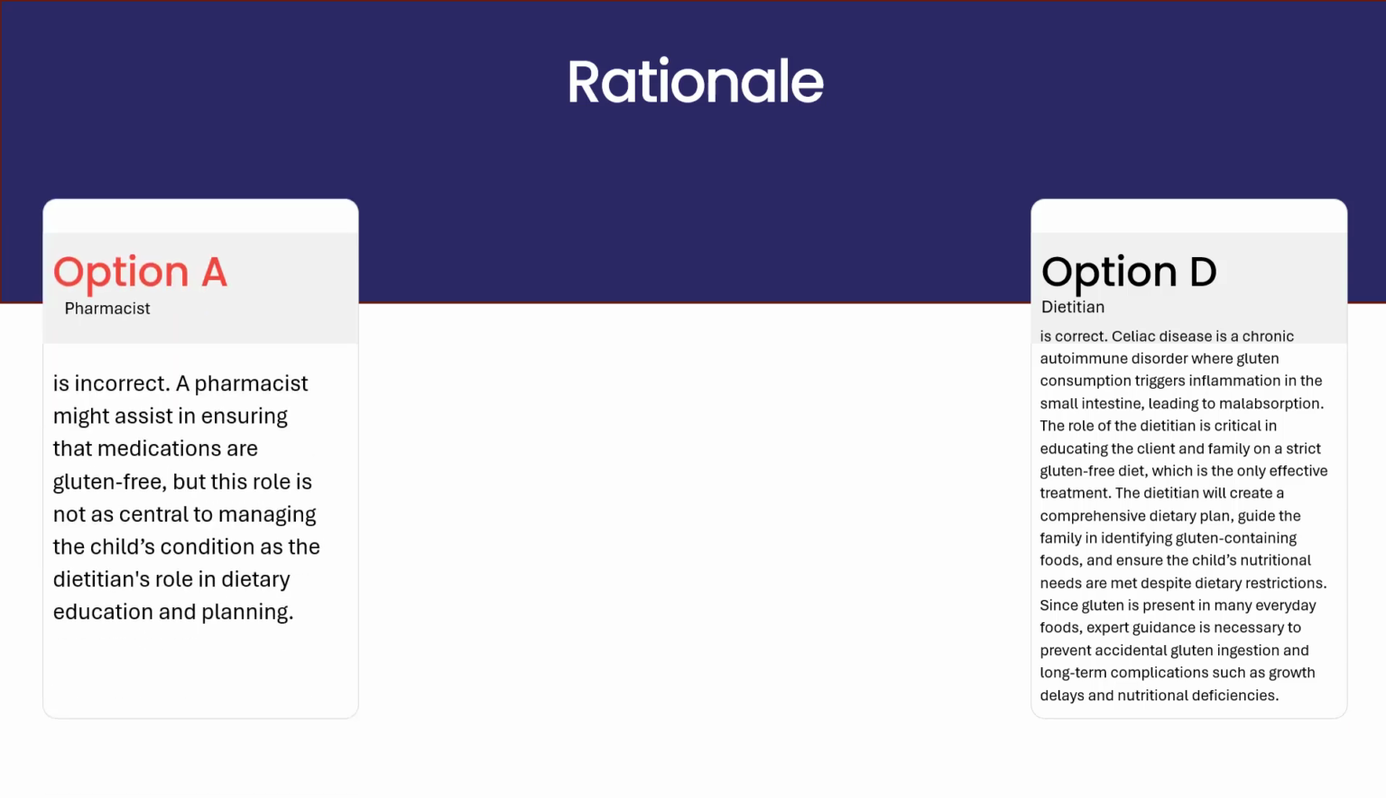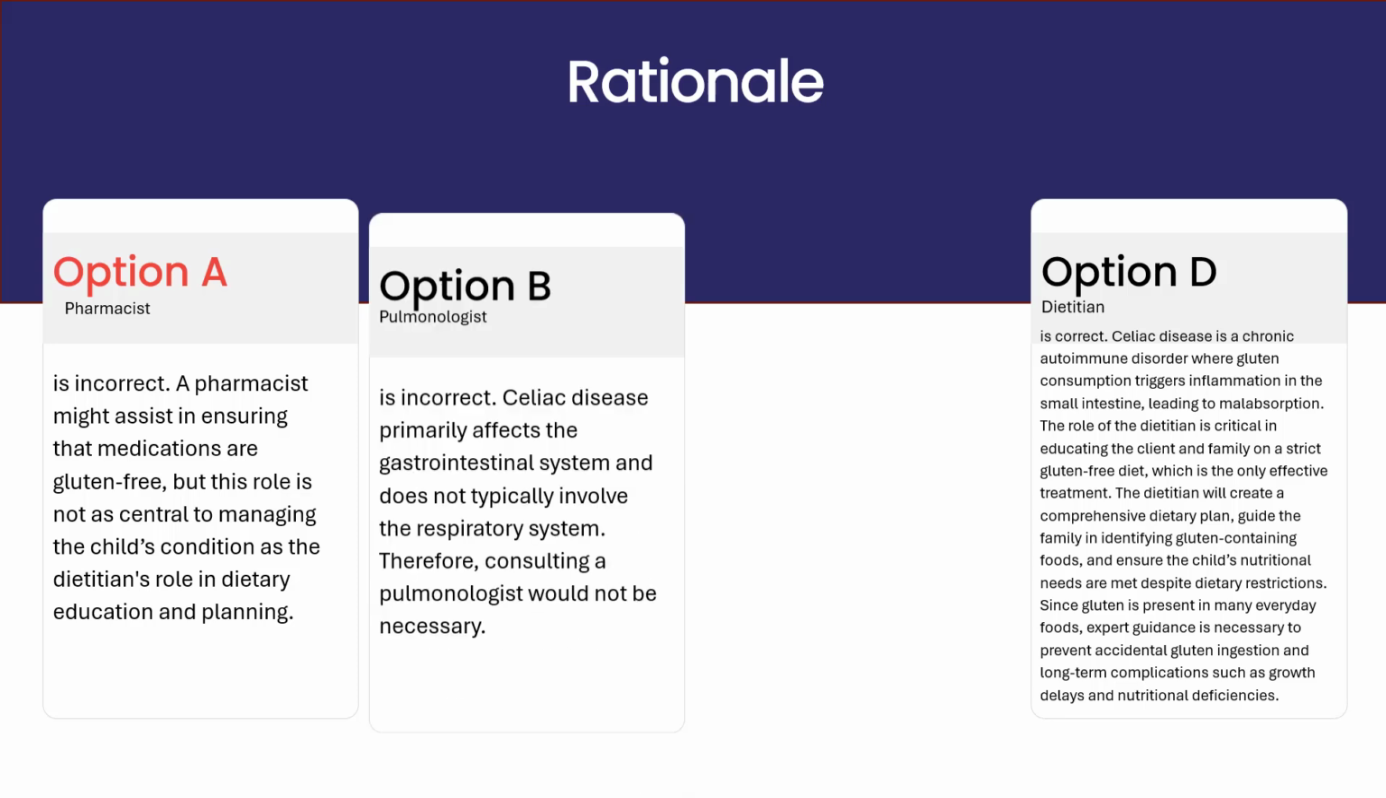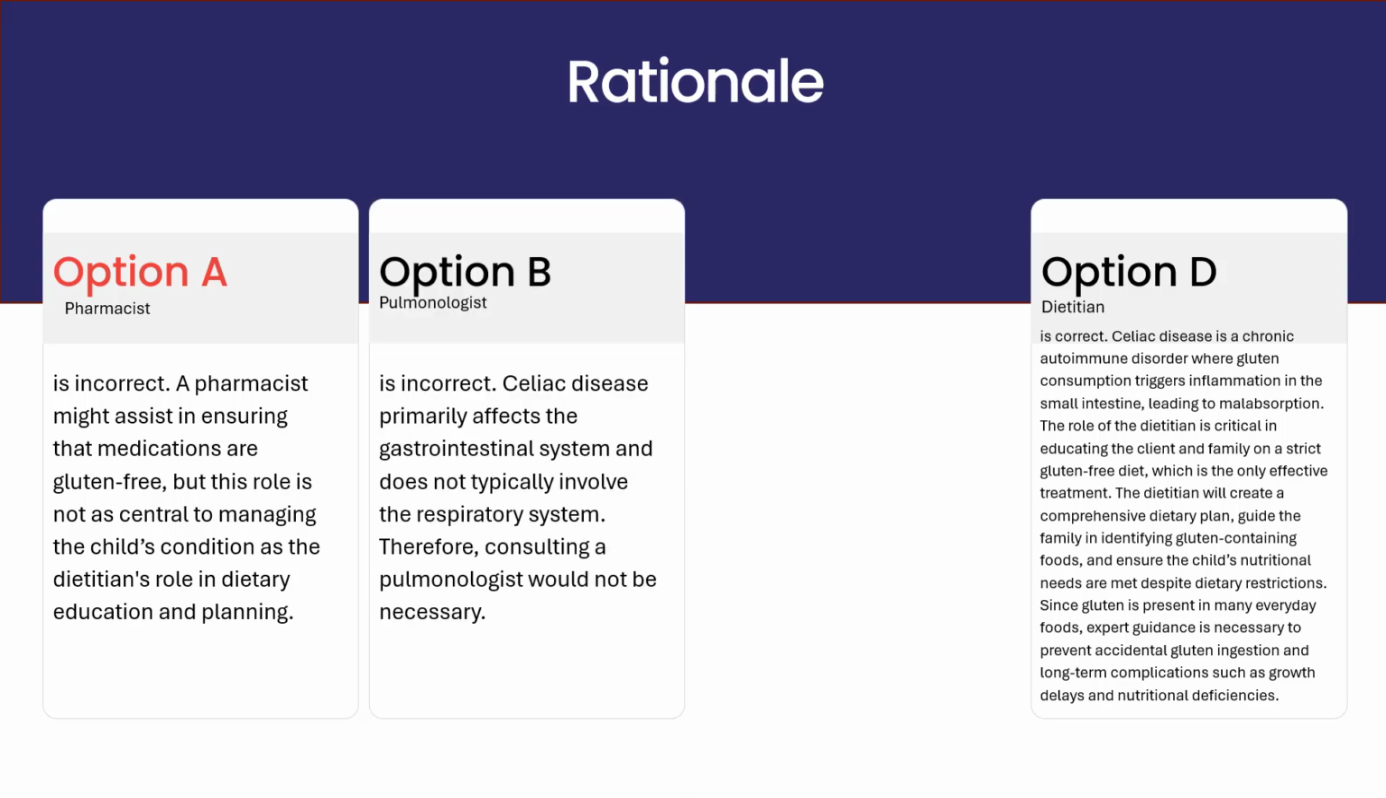A pharmacist might assist in ensuring that medications are gluten-free, but this role is not as central to managing the child's condition as the dietitian's role in dietary education and planning. B is incorrect. Celiac disease primarily affects the gastrointestinal system and does not typically involve the respiratory system. Therefore, consulting a pulmonologist would not be necessary.